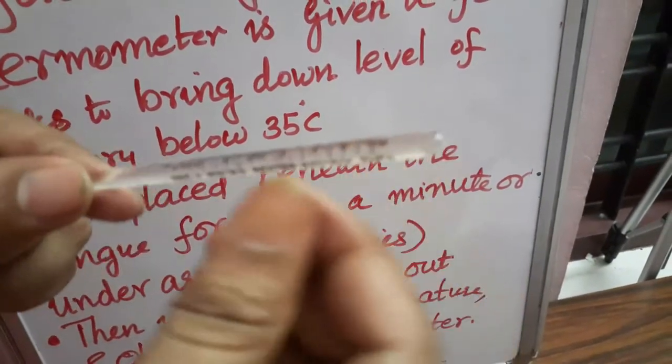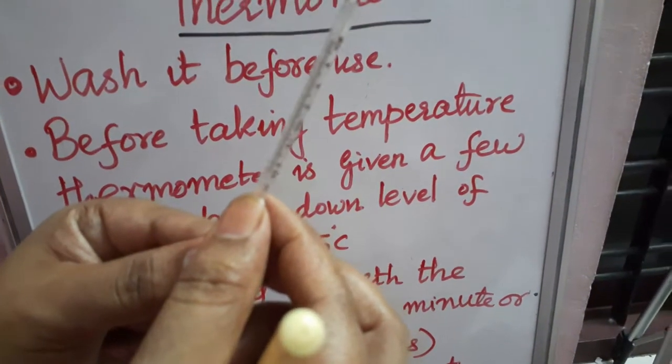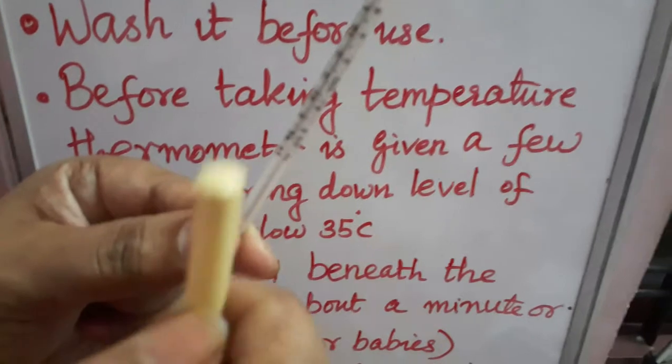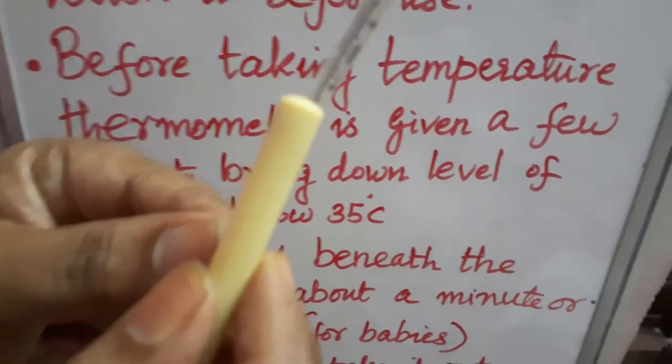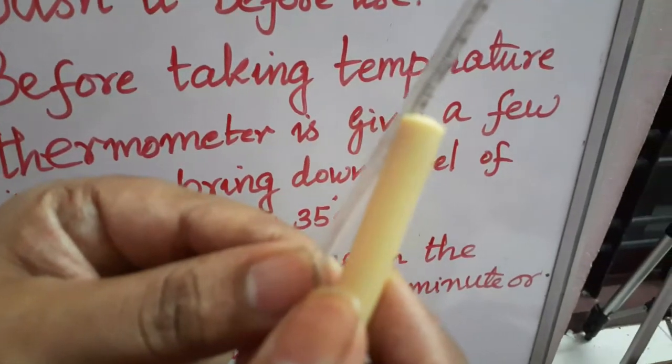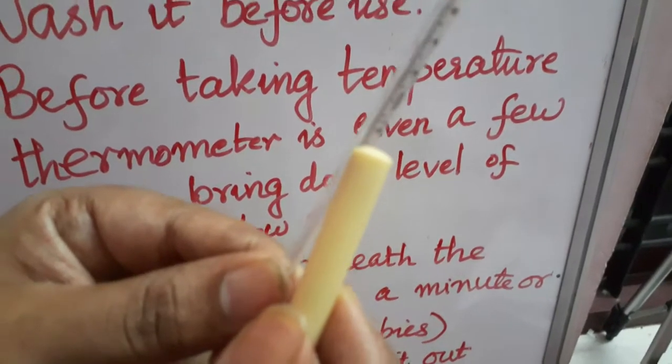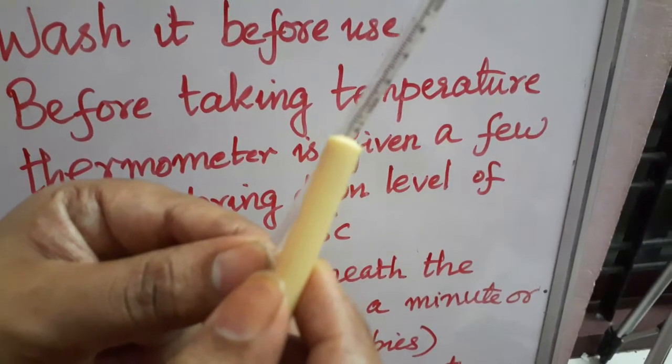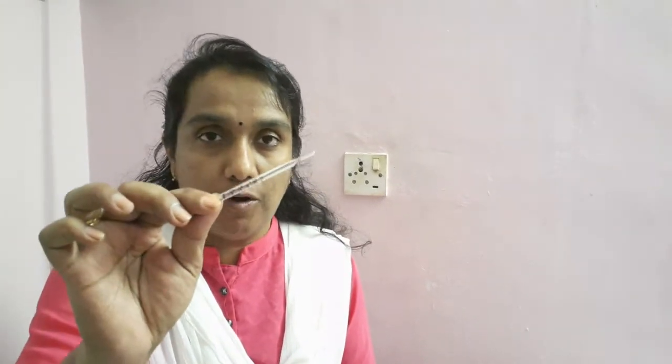After taking the temperature, if you look like this, can you see one mark there? That is the mercury level, the mercury thread. Now I will show how we can check the temperature using a clinical thermometer. I hope all of you have seen this thermometer in your home, right? So this is the clinical thermometer.